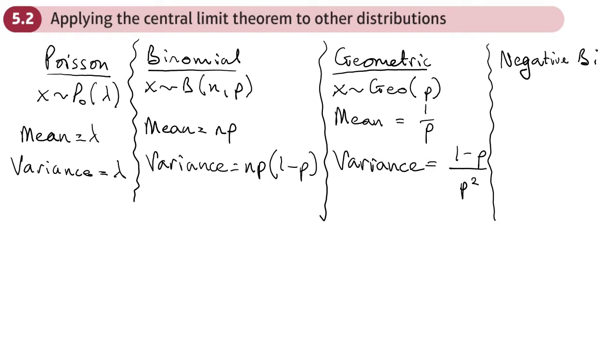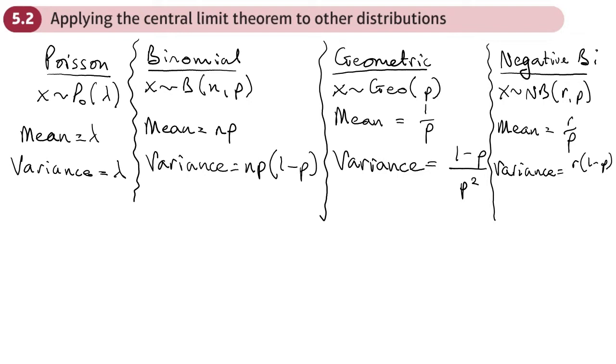So the negative binomial distribution, which we can write like this. We could just write NB here, and our parameters are R and P, and the mean of this is R over P, and the variance of this is R times 1 minus P over P squared.